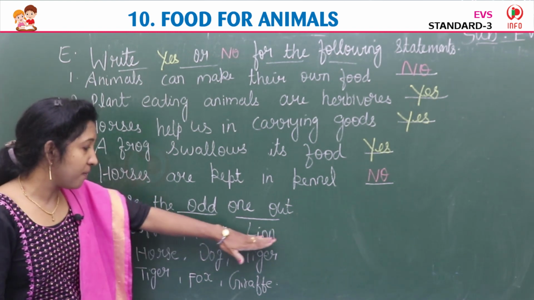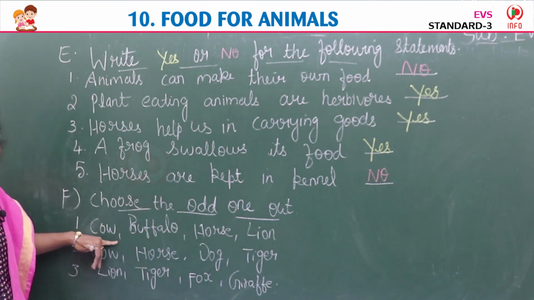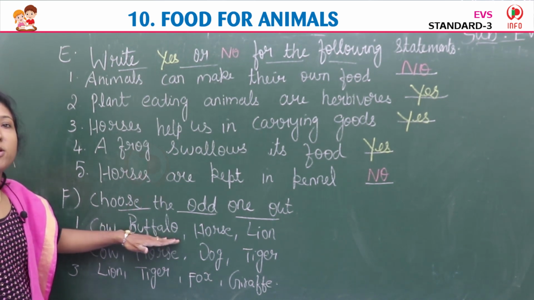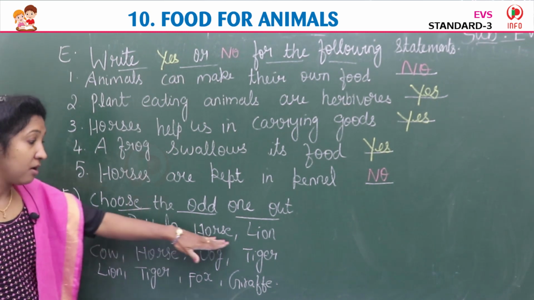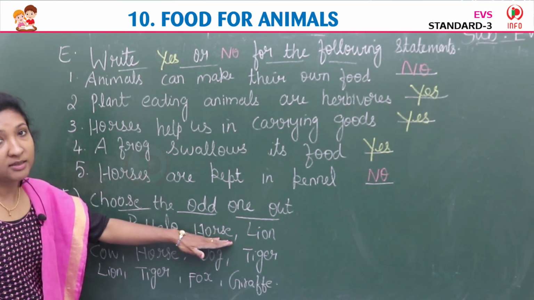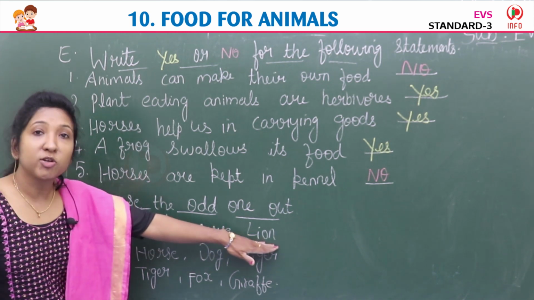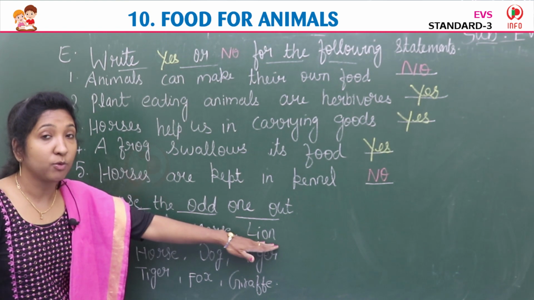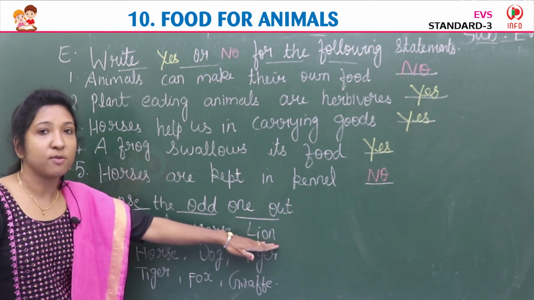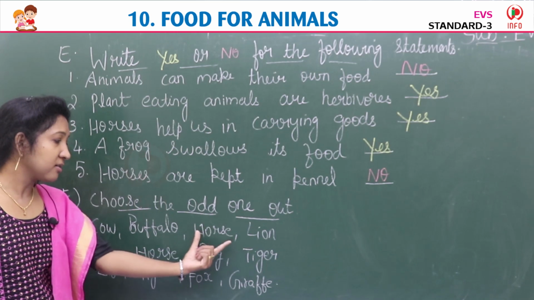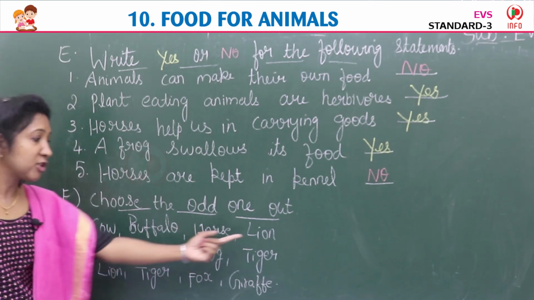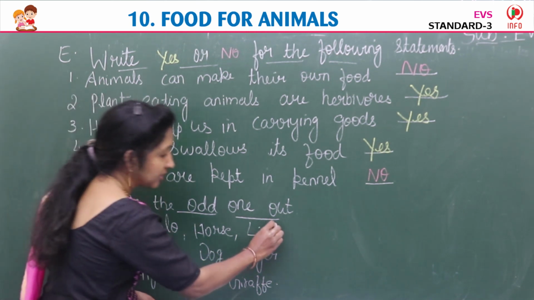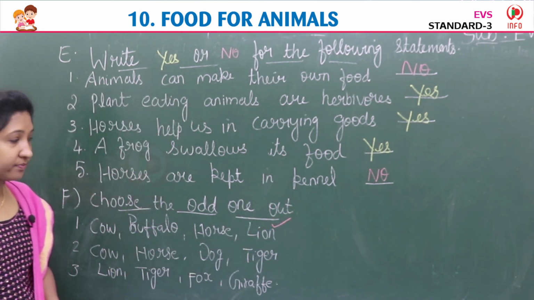Among these four animals, cow is a herbivorous animal. It eats only plants. Buffalo is also a herbivorous animal. Eats only plants. What about horse? Horse eats only plants. But what about lion? It is a carnivorous animal. It eats the flesh of animals. So this lion can't be in this group. It does not match with these three animals. So this is the odd one, lion.